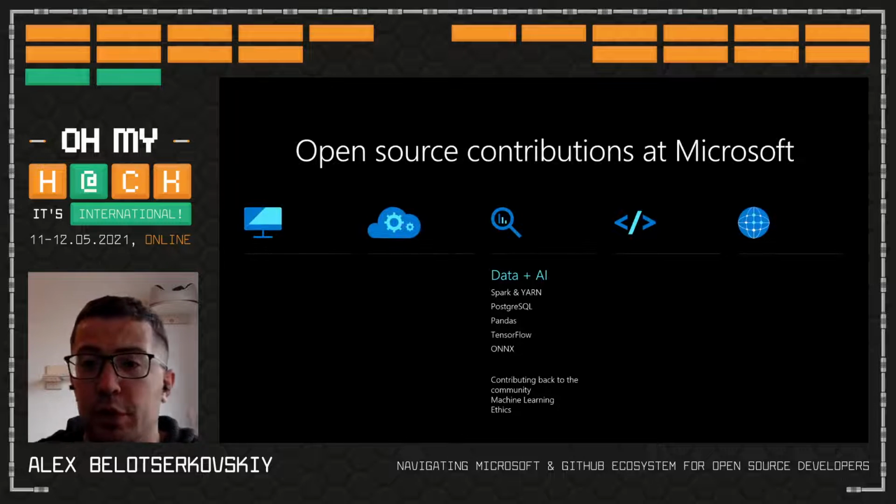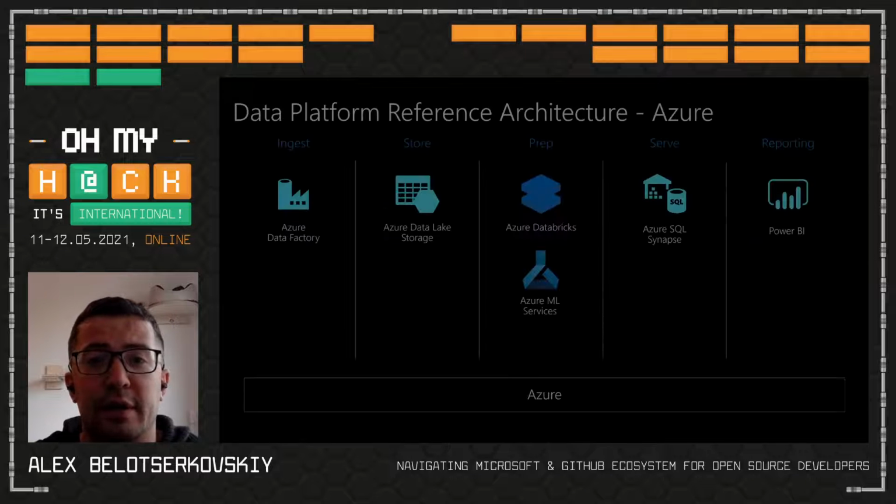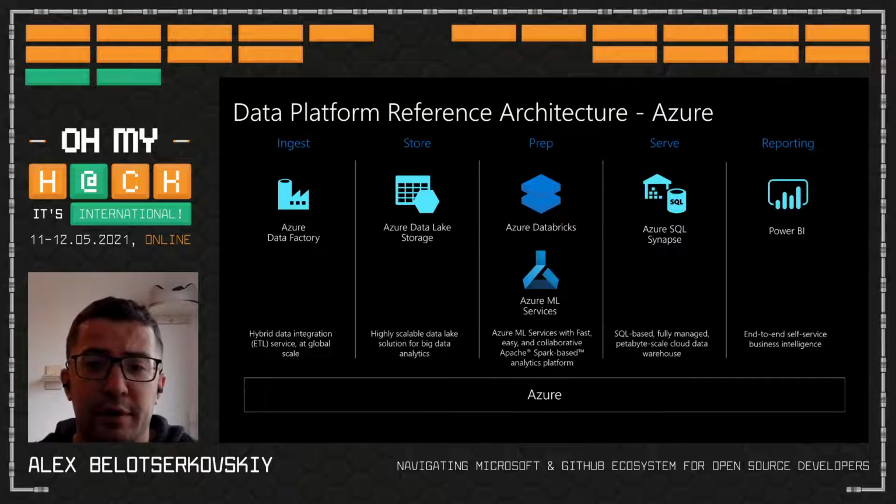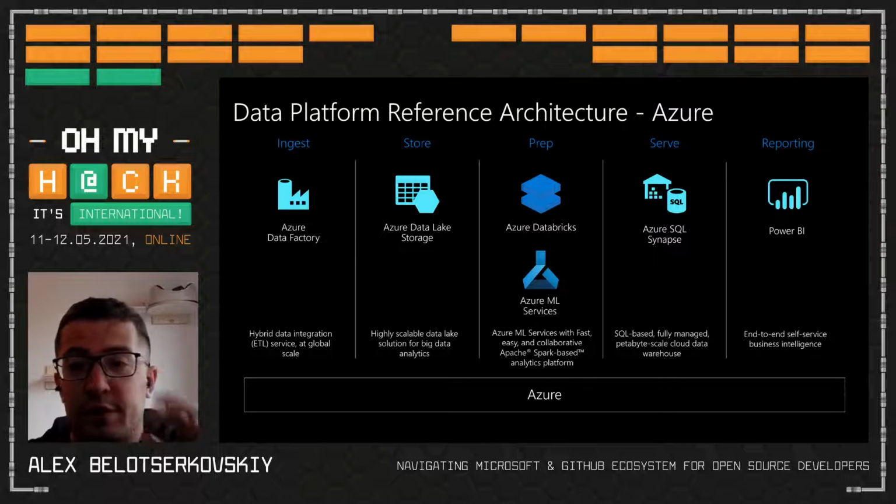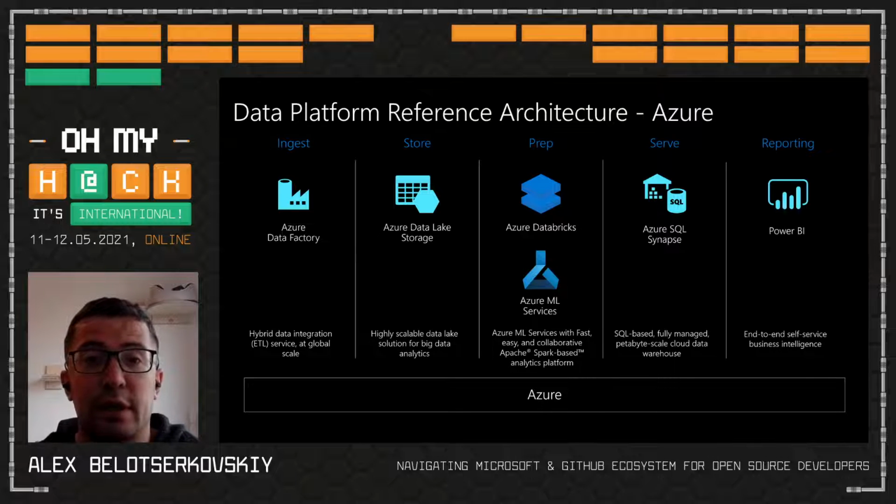So a few more words about data and AI: how to navigate and understand our investments in open source development with regard to data and AI. Our data and AI investments follow a simple model. We are developing tooling which covers all of the stages of data processing: ingestion, storage, preparation, serving, and reporting.